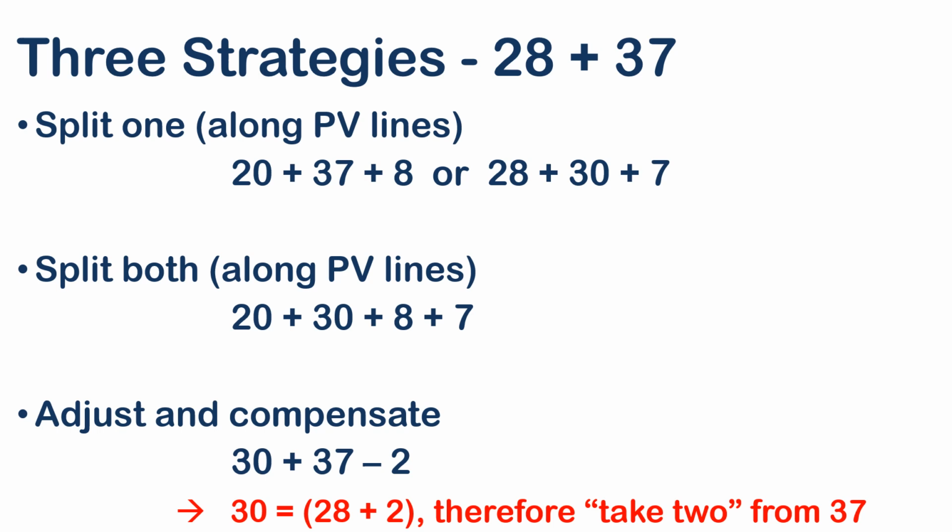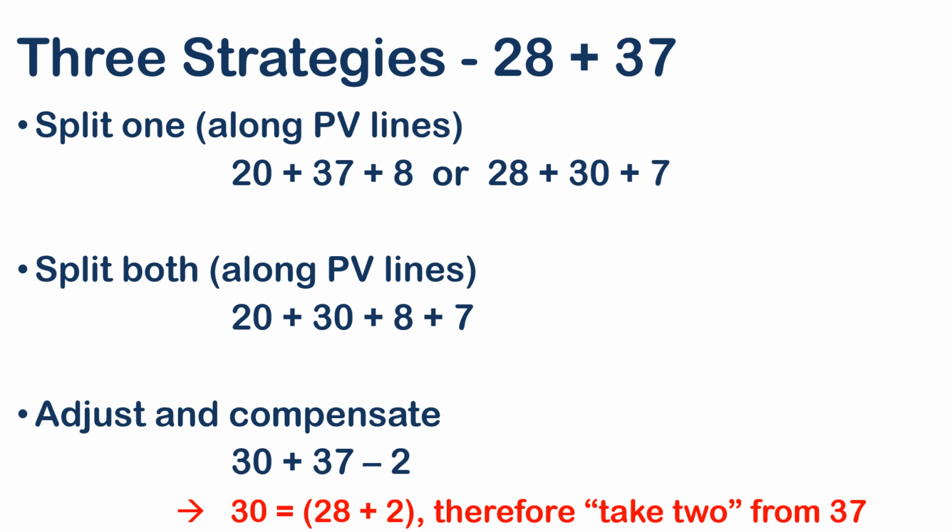Second strategy is to split both. So we're saying 28 is 20 plus 8. We're saying 37 is 30 plus 7. And we can use our commutative property of addition to say that we can add those numbers in any order. So we can combine our 20 and our 30. We can combine our 8 and our 7. And that gives us 50 plus 15, 65.